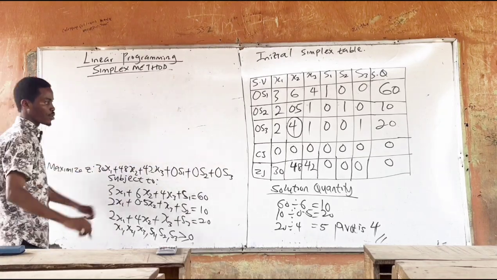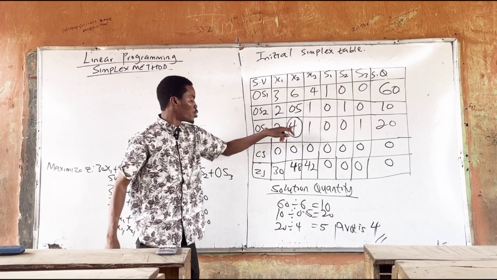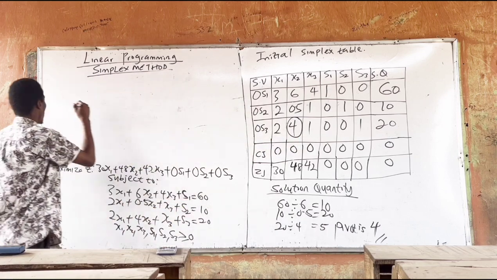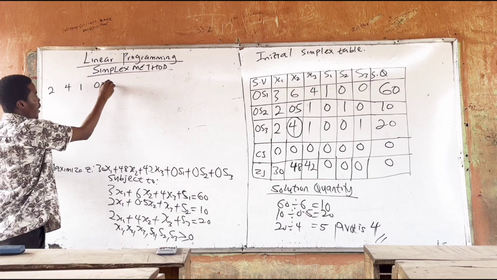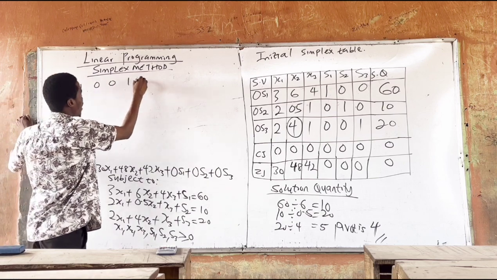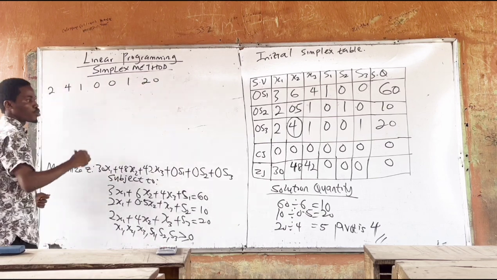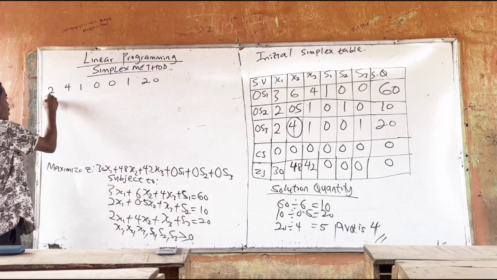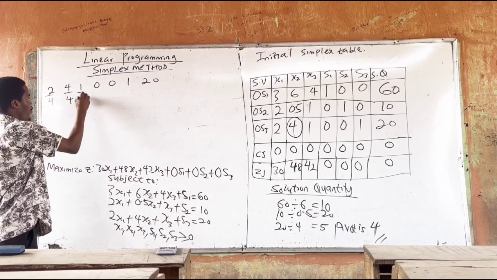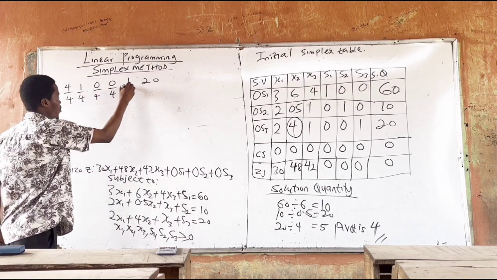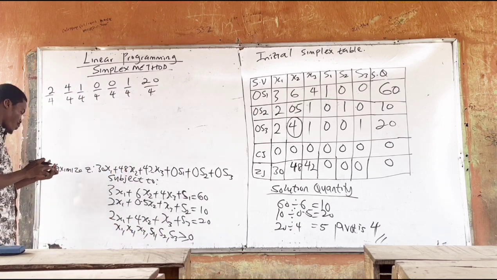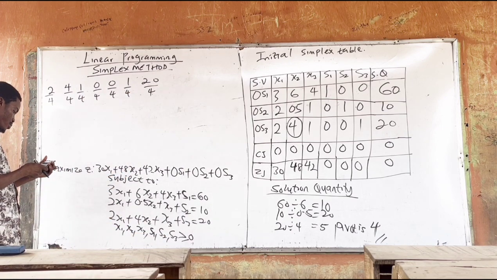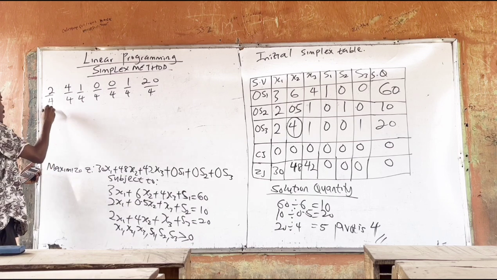Since my pivot is 4, my pivot falls in this row. So what are the elements in this row? I have 2, 4, 1, 0, 0, 1, and 20. I'm going to divide it by the pivot element, which is 4. So 2 divided by 4, what are we going to have? 2 divided by 4, I'm going to get 0.5.